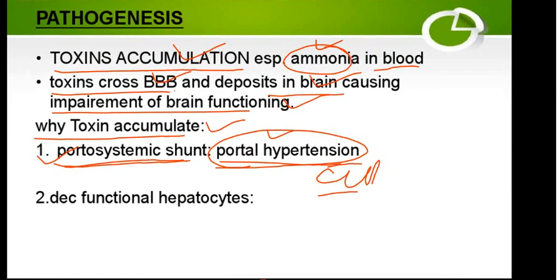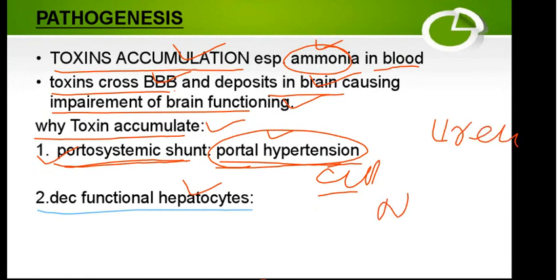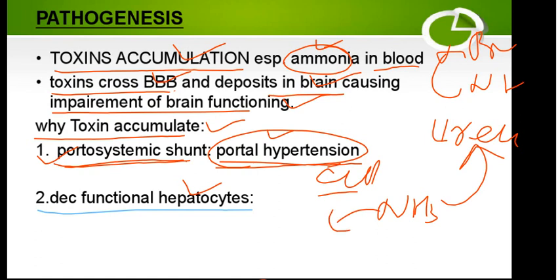Another thing is decreased functional hepatocytes. The liver carries out a cycle called the urea cycle, in which it converts NH3, ammonia, into urea through various steps. Now what happens in case of decreased functional hepatocytes? Not only can the ammonia from the intestine enter the blood, but the ammonia which is produced in the body by metabolism, like muscle breakdown or other metabolic processes, will not be converted into urea. That will further lead to accumulation of ammonia.